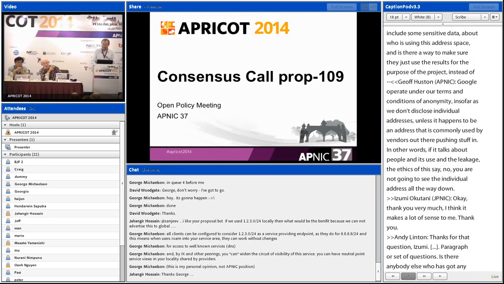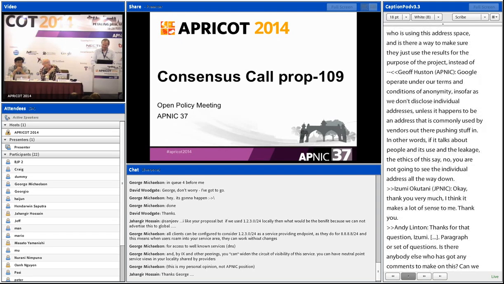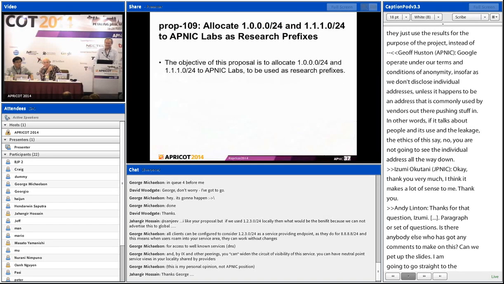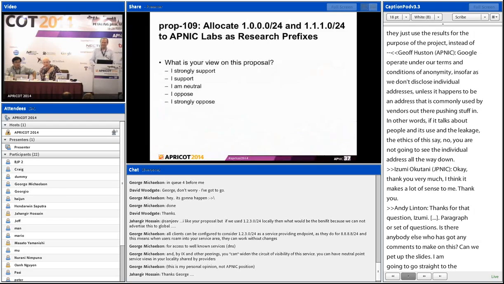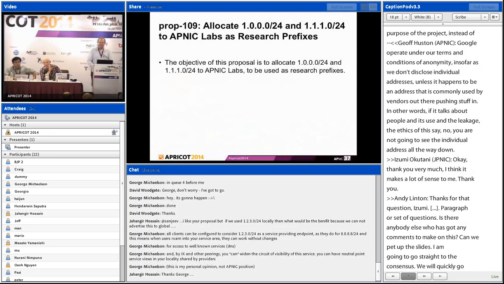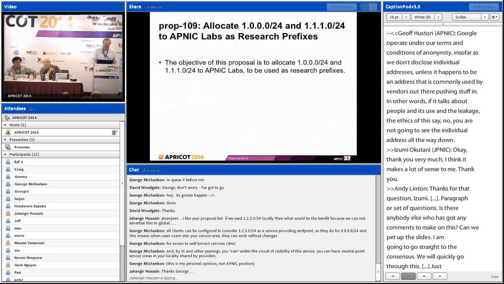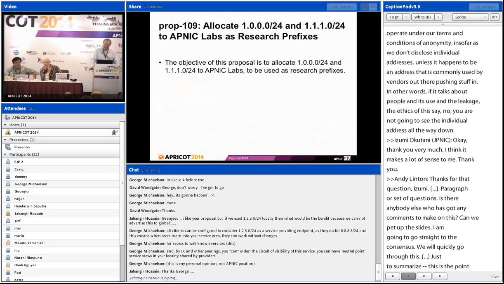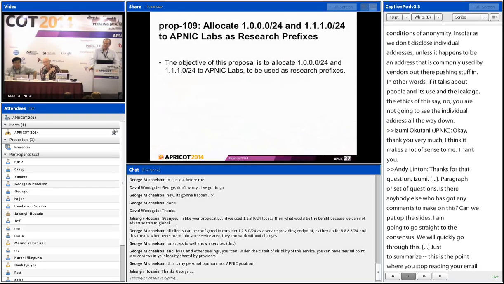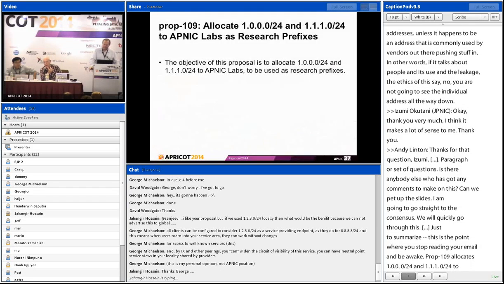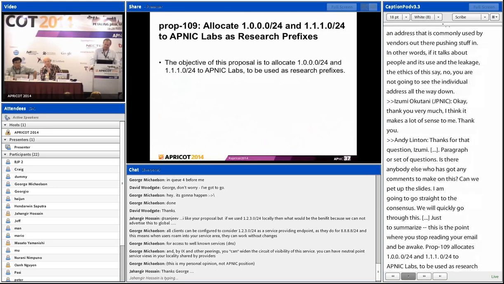So can we put the slides up, I'm going to go straight to the next one. Well, we'll quickly go through this. Can we just go back one? Just to summarize so that we're all, this is the point where you stop reading your email and be awake and so on. So Prop 109 allocates 1.0.0.0/24 and 1.1.1.0/24 to APNIC Labs as research prefixes. And the objective of this proposal is to allocate the same thing.